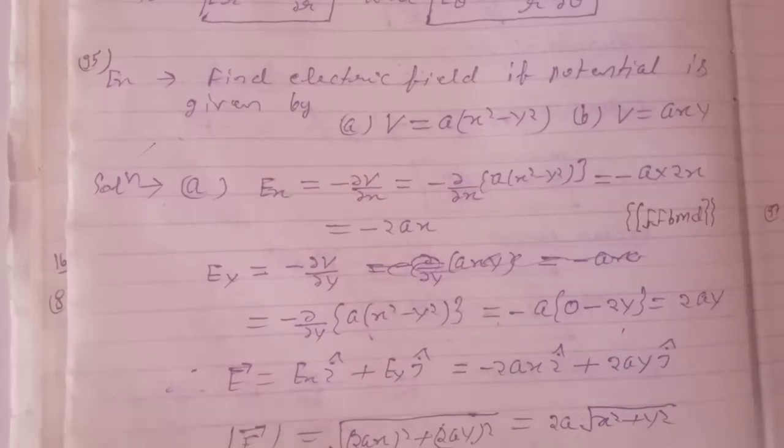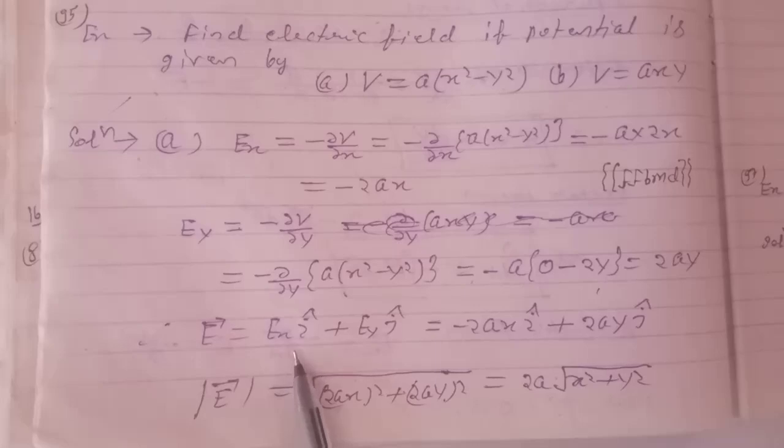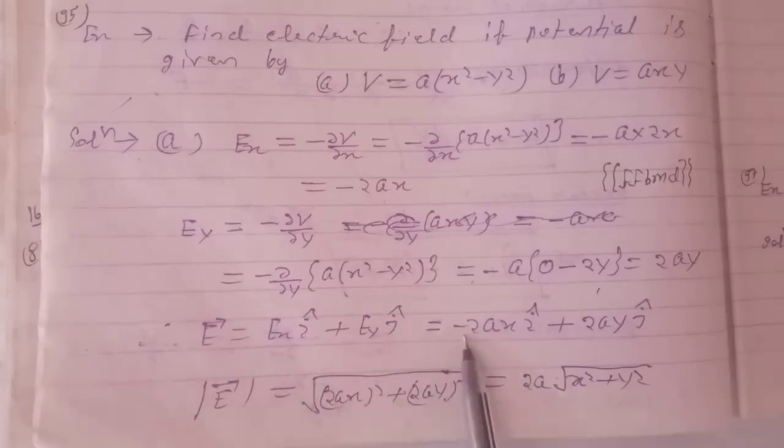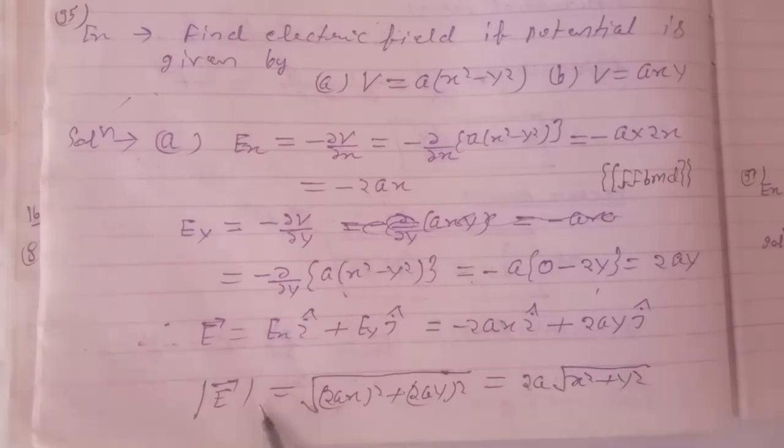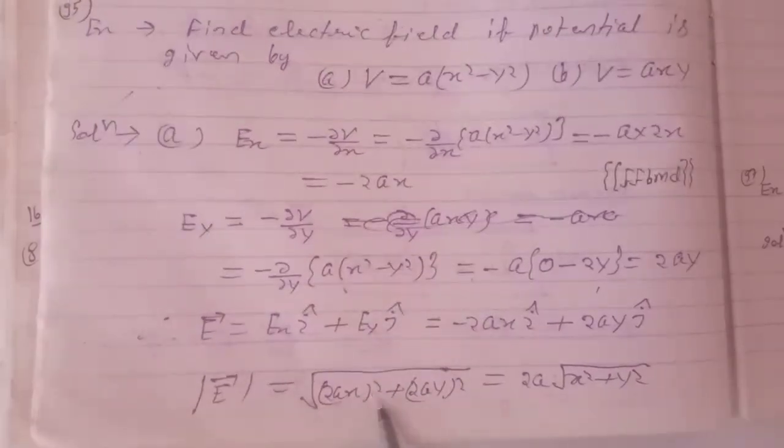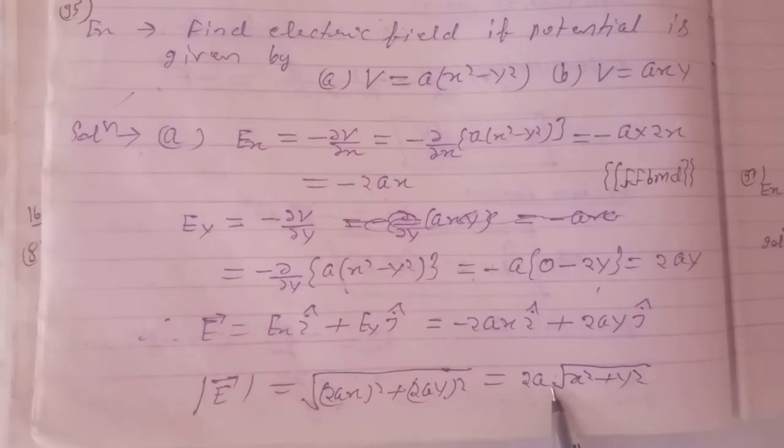Hence E vector will be Ex i cap plus Ey j cap, that is minus 2ax i cap plus 2ay j cap, and mode of E vector will be under root of (2ax) square plus (2ay) square, or 2a into under root x square plus y square.